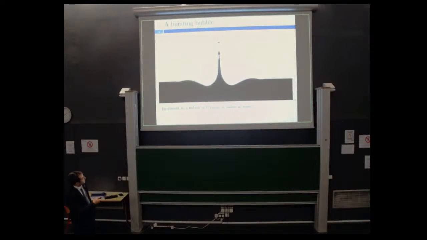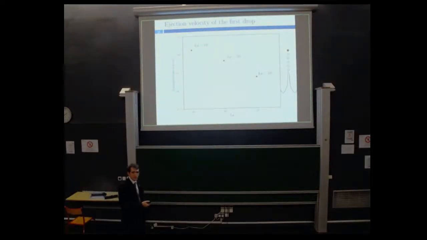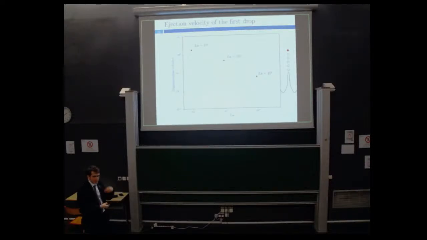So let's measure the ejection velocity of the first drop. So I'm taking here 3 simulations at 3 different Laplace numbers. So we've got here the Laplace number plotted on the x-axis. We are plotting on the y-axis the dimensionless velocity of ejection of the first droplet here for 3 Laplace numbers, 1,000, 10,000, and 100,000.